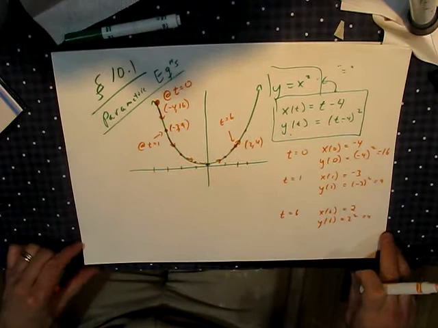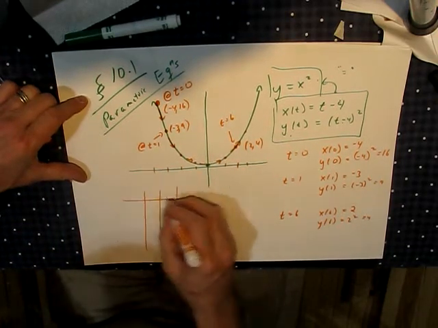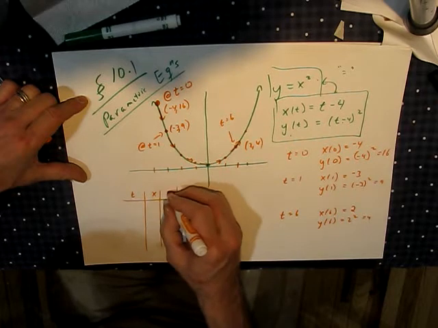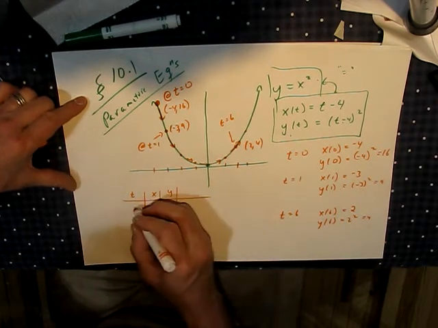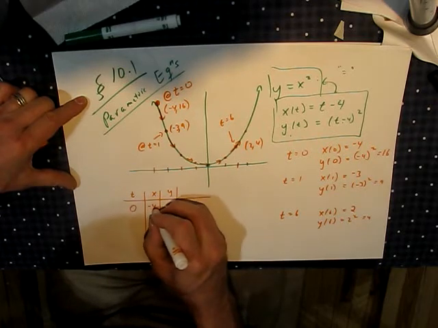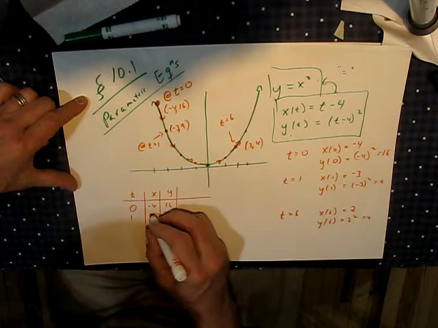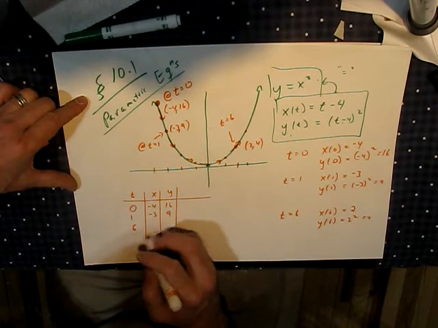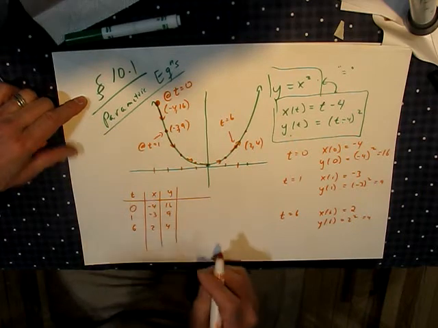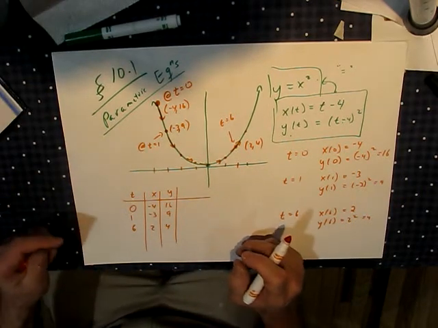So a lot of people actually write it this way. They put a t, they put an x, they put a y, and they go through that calculation. So we started with 0, we got minus 4 and 16, and then we did 1 and got minus 3, 9. And then the next one I did was 6, and we got 2, 4. And so it's really a table of 3 values.